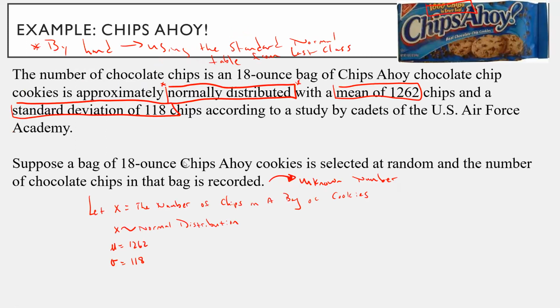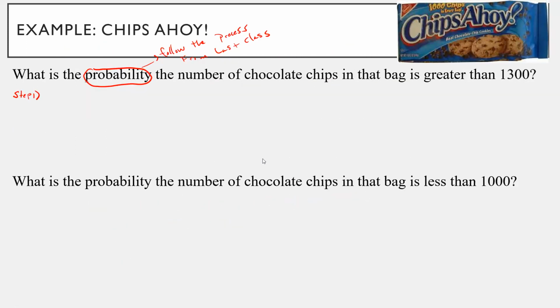Thank you. Yep. So you define the variable, we already did it, and write the probability statement. So I want to find the probability that the number of chips in the bag is greater than 1,300. Okay.